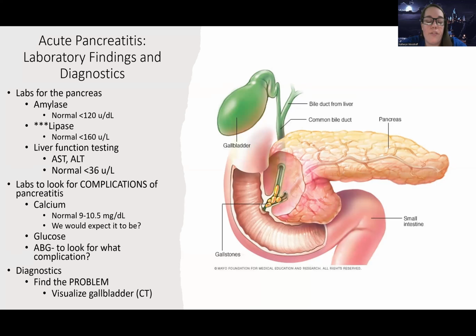So we're going to check that and look for any sort of respiratory acidosis, that kind of stuff. And then we want to find the problem, of course, and visualize the gallbladder to see if there are stones, because again, depending on the cause of the pancreatitis, we need to get to the bottom of it. If there's an obstruction, we need to relieve that obstruction.